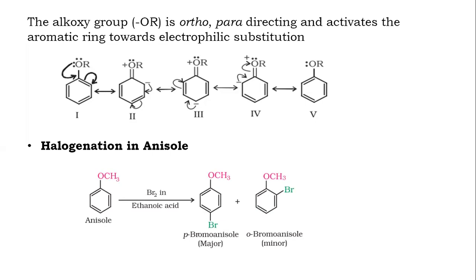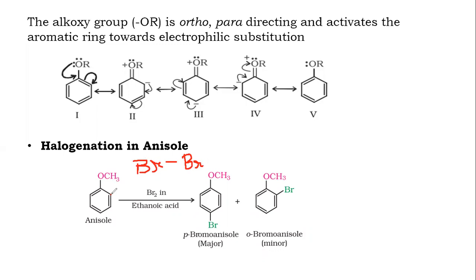Anisole is also called methoxybenzene. Commonly, it is called anisole. When anisole reacts with a bromine molecule, the bromine molecule can be written as bromine single bond bromine.